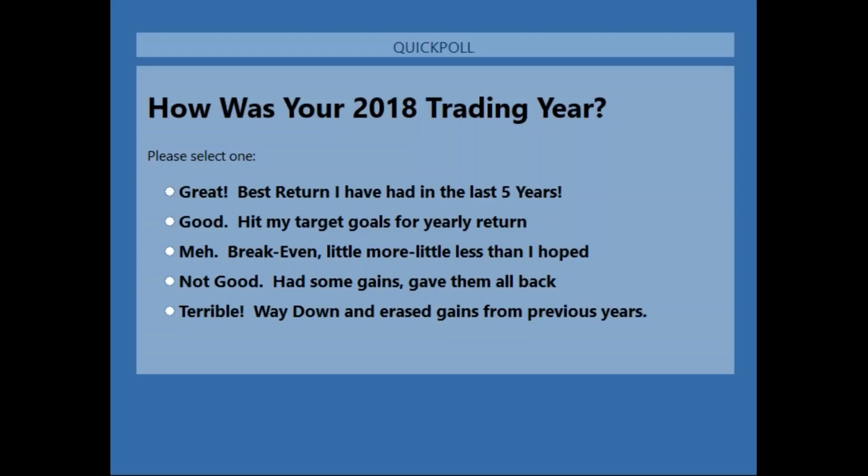Did you have a not good year, meaning that you saw some positive returns, you saw some gains, but maybe in the last 3 or 4 months, really the last 2 to 3 months, you gave all those gains back? And did you have a terrible year? You're way down based on the structure or based on the trading that you were using, and you gave back some of the gains that you possibly saw in 2017, 2016, or beyond.